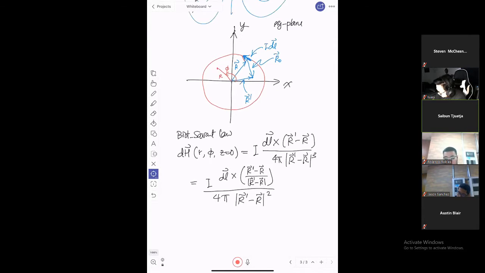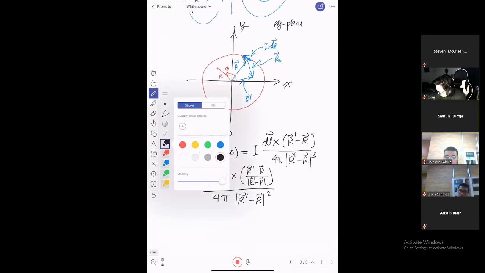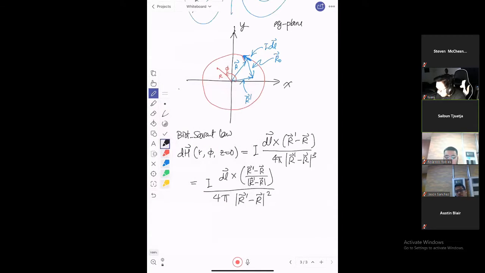The integration is becoming very messy, because you have to integrate the whole thing over R and phi, right? You have to integrate the whole surface. So what you have to do now is integrate the whole thing. Next thing is the phi, the H at any locations.